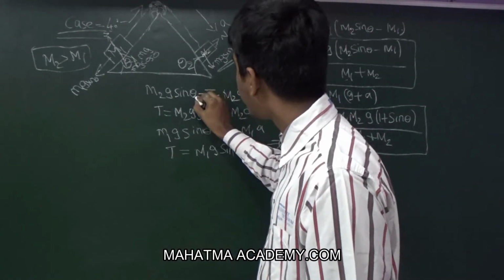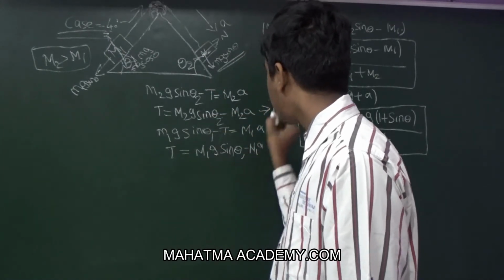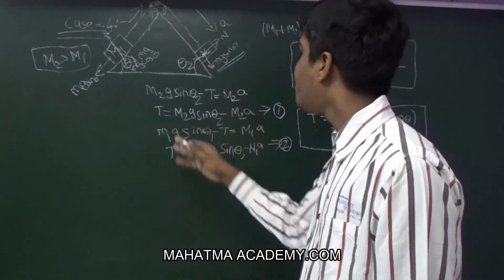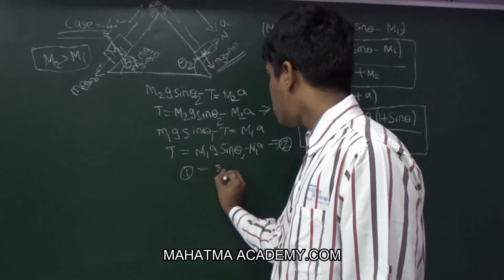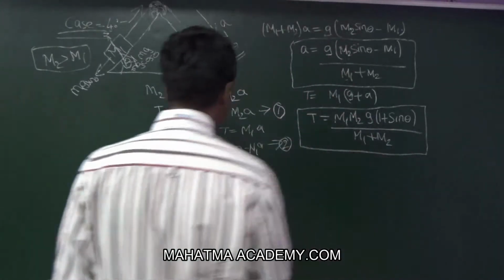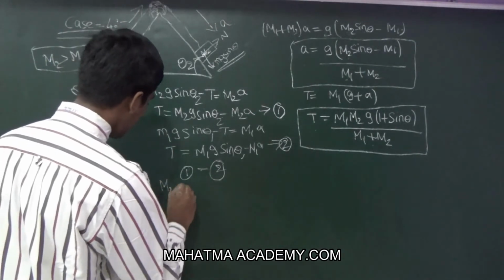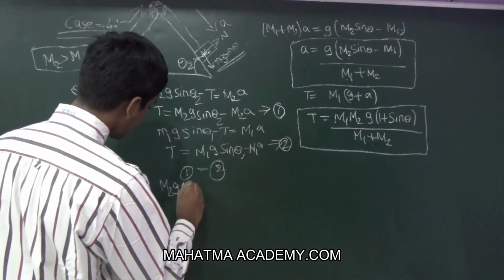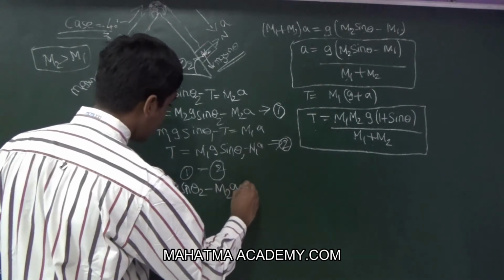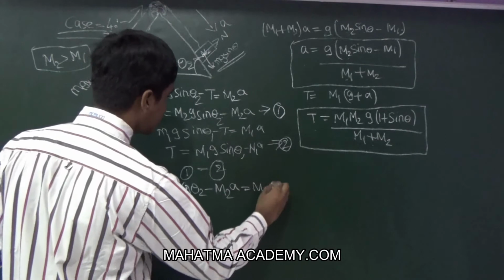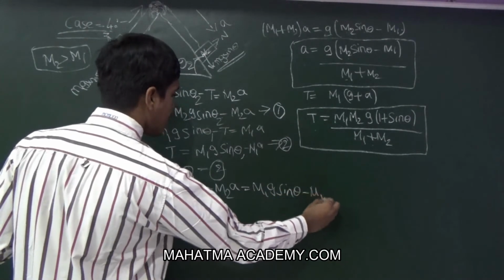Or it is 2, it is 2, it is 1 and it is 1, okay? Now we will balance this 2.1 is equal to 2.1 is equal to 2. Now m2g sin theta 2 minus m2a is equal to m1g sin theta 1 minus m1a.